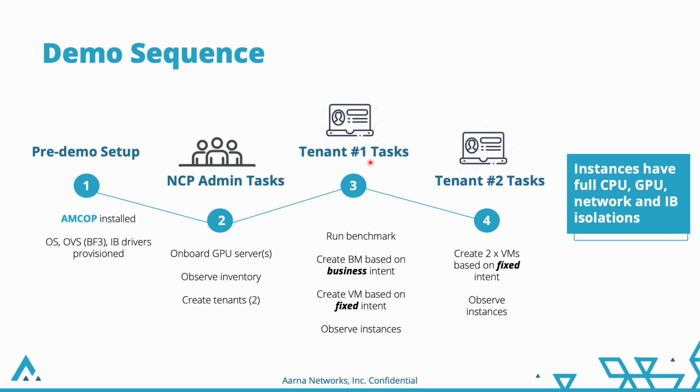Later on, our demo will proceed for tenant 2, where tenant 2 shall log in and create two VM based instances, again on a fixed intent. Fixed intent meaning the tenant shall give the OS configurations and the other details. And then again we can see that for this tenant AMCOP has created another InfiniBand and Ethernet network, and these two VMs are placed on that network. So essentially we'll see the whole CPU, GPU network and InfiniBand isolated for tenant 1 and tenant 2.